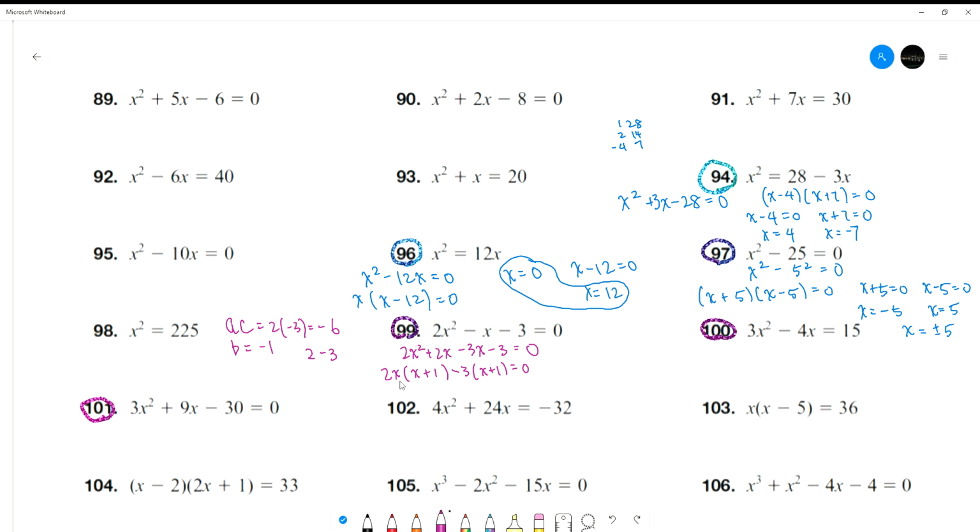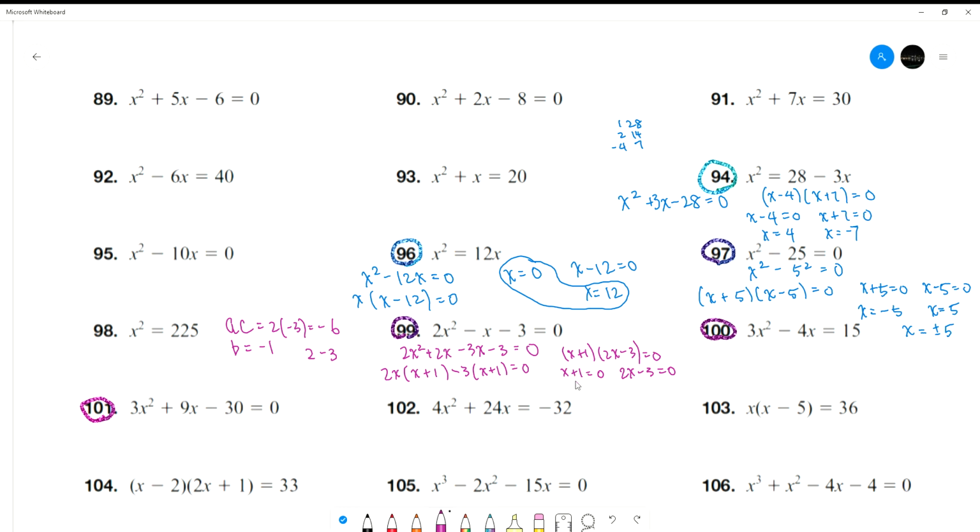Of the two terms, there's the common binomial factor of x plus 1. So you can write x plus 1 times 2x minus 3 is equal to 0. Set each factor equal to 0 using our zero factor rule. So x plus 1 equals 0, and 2x minus 3 equals 0. And we can begin to solve for x.